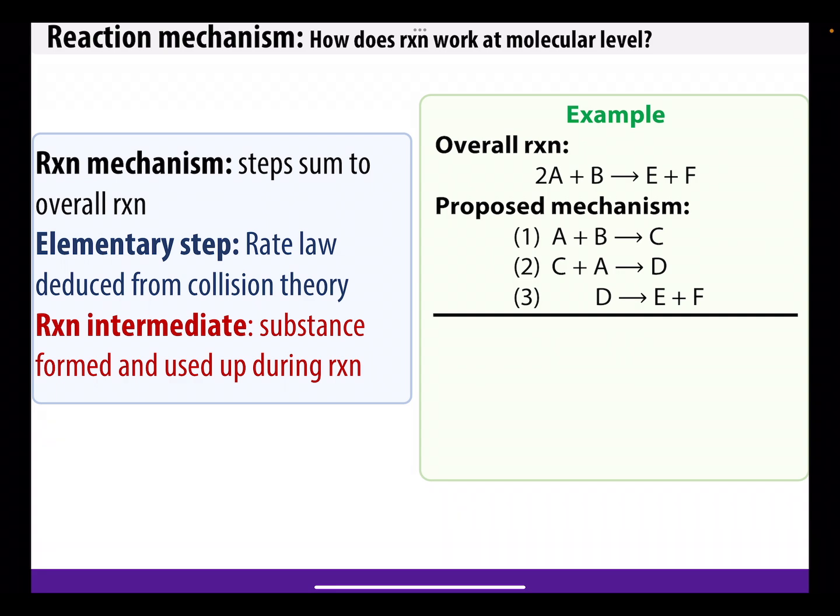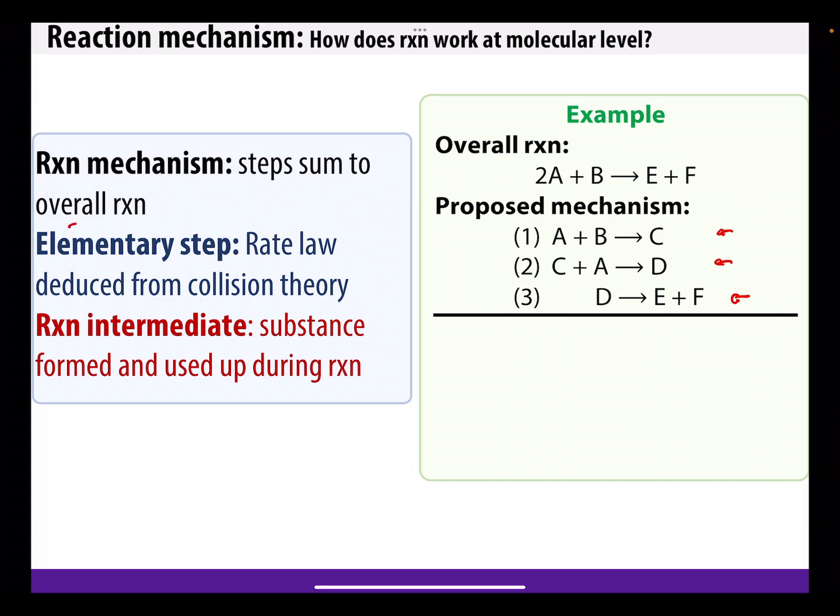Okay, so let's start working through some of these examples to see how we can apply those rules. Number one, the steps must sum to the overall reaction. So let's see how that works for this proposed mechanism. We have a simple example, 2A plus B react to make E and F. Here's the proposed mechanism. A plus B creates C, that's step one. C collides with another molecule of A to give us D. Then D falls apart into E and F.